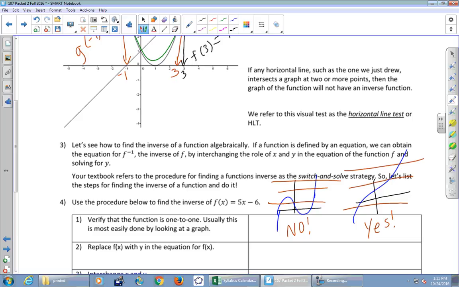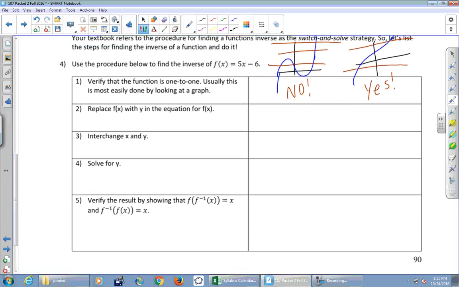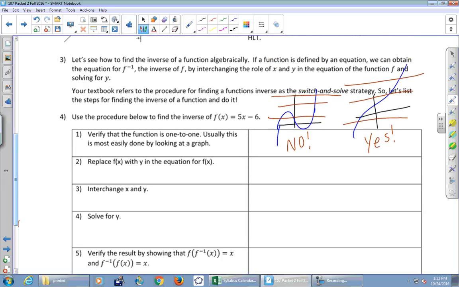Okay, number 4, last new idea for this class, and then you'll do some stuff in the activity. Okay, scrolling up just a bit. Let's see how to find the inverse of a function algebraically. So we're going to take this formula right here, f of x equals 5x minus 6, and we're going to create a formula for the inverse of that function, the function which undoes 5x minus 6.